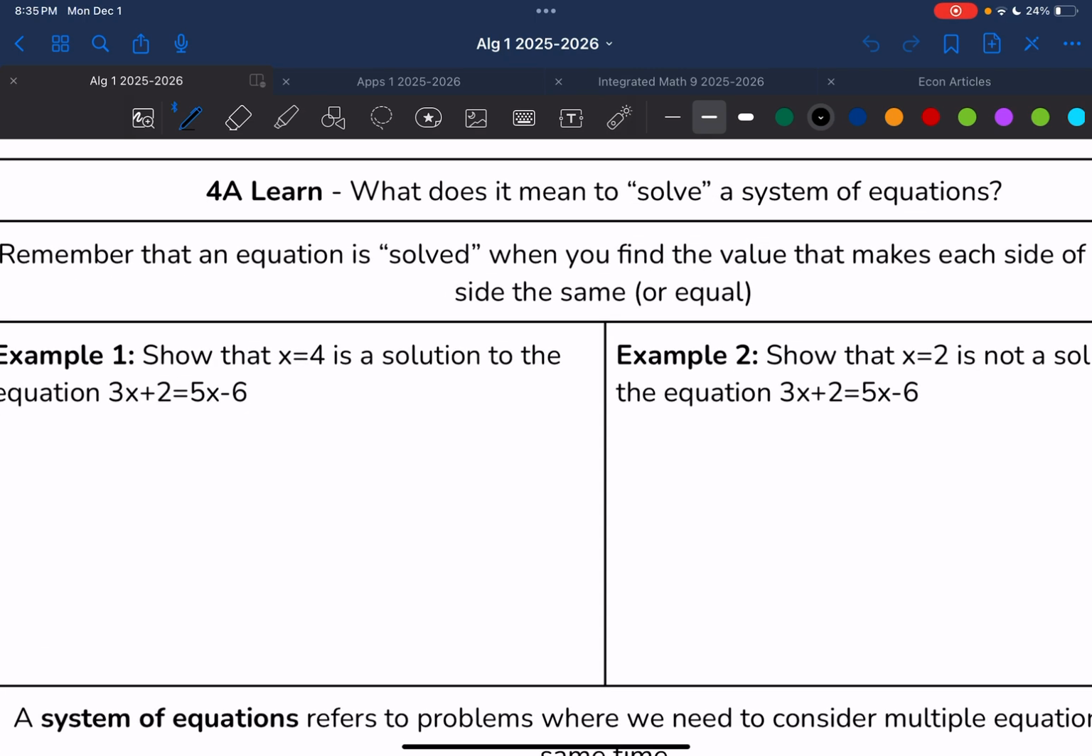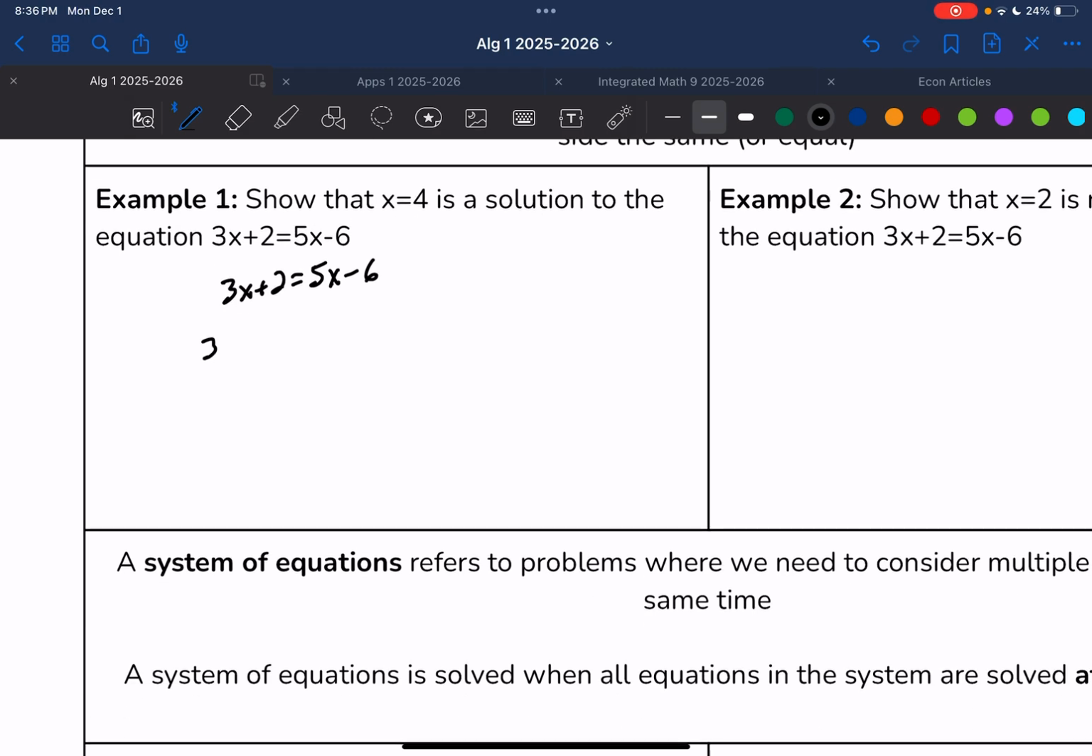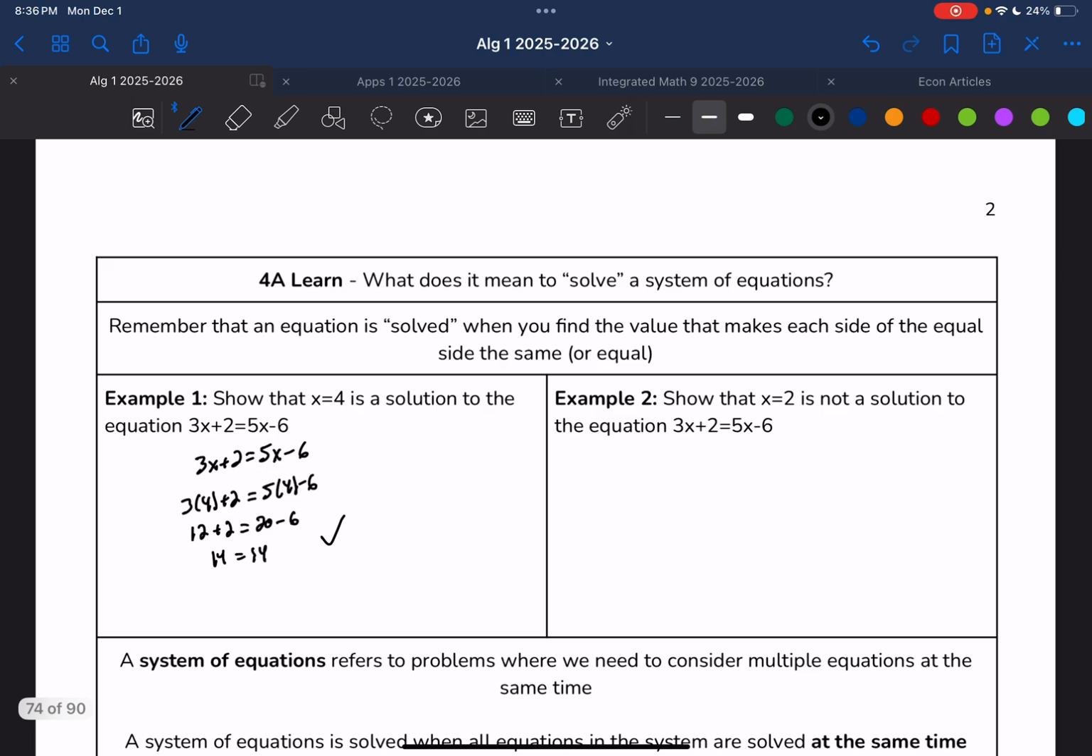For example, if we have this equation here, 3x plus 2 is equal to 5x minus 6, and we ask, is x equals 4 a solution? Let's see. 3 times 4 plus 2 is equal to 5 times 4 minus 6. We get 12 plus 2 is equal to 20 minus 6. 12 plus 2 is 14, and 20 minus 6 is also 14. So yes, it's a solution because it makes both sides equal.